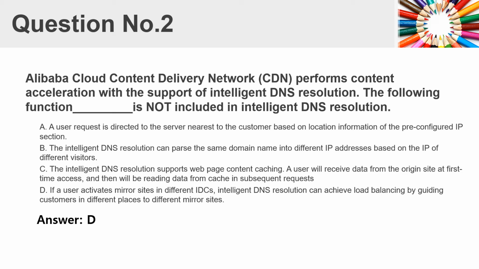A user will receive data from the origin site at first-time access, and then will be reading data from cache in subsequent requests. D. If a user activates mirror sites in different IDCs, intelligent DNS resolution can achieve load balancing by guiding customers in different places to different mirror sites. Answer: D.